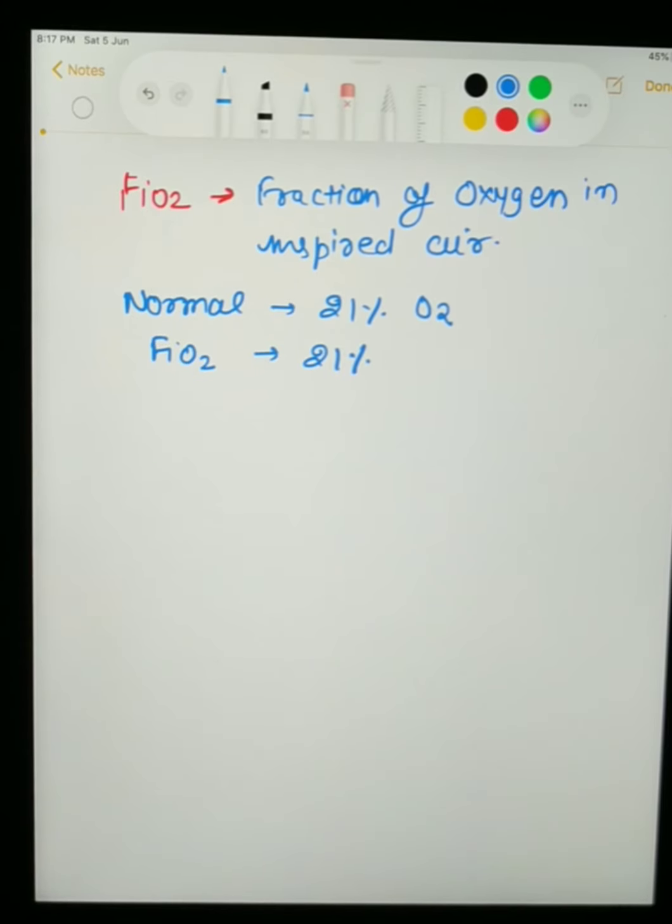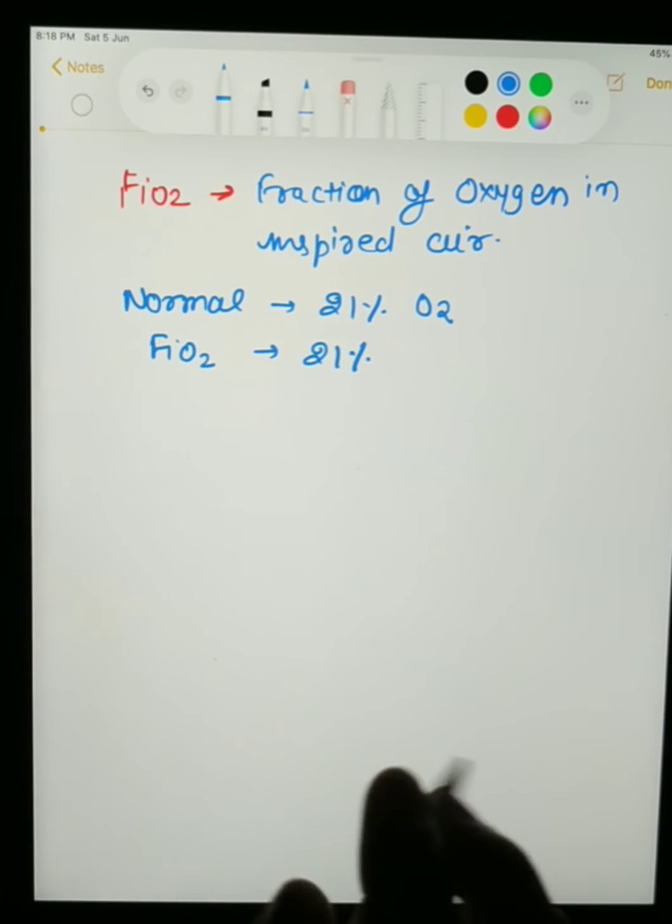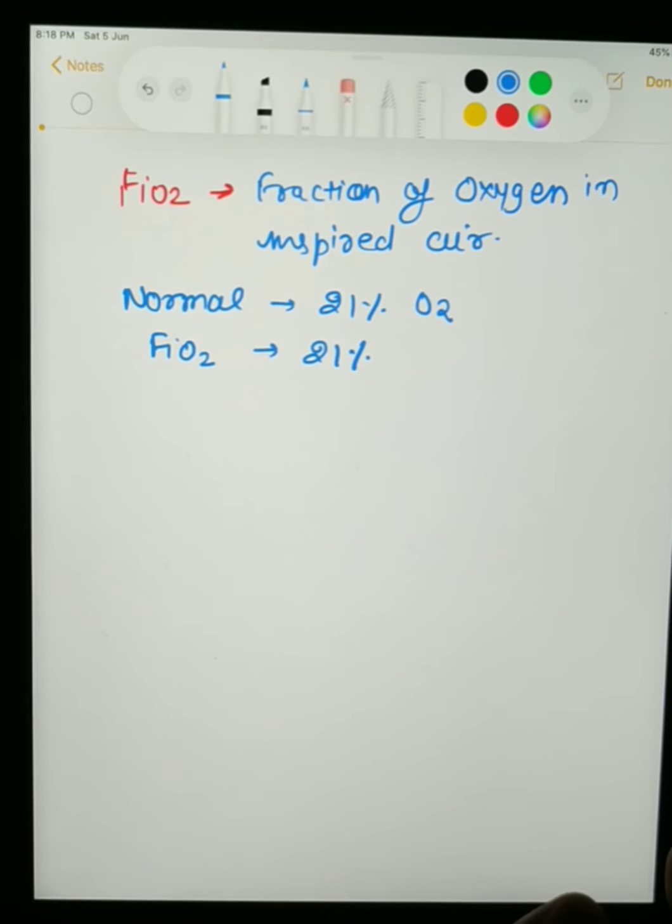So we can provide oxygen to the patient through various devices, except the mechanical ventilation, non-invasive and the invasive ventilation. We will discuss the various basic devices through which we can deliver oxygen to the patient. So oxygen delivery devices are divided into high flow system and the low flow system.